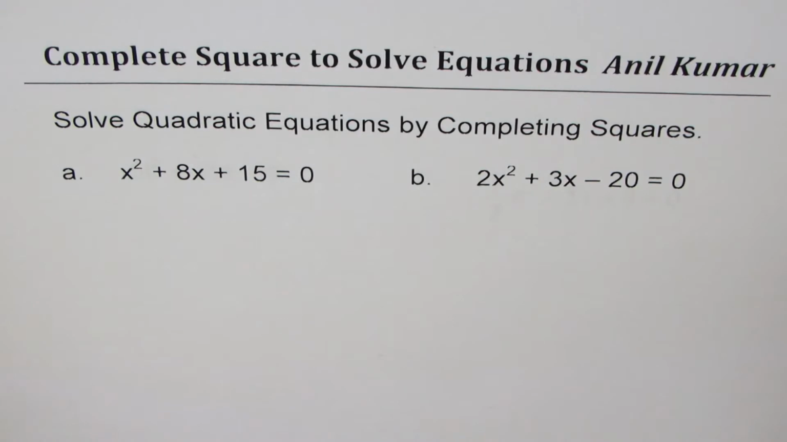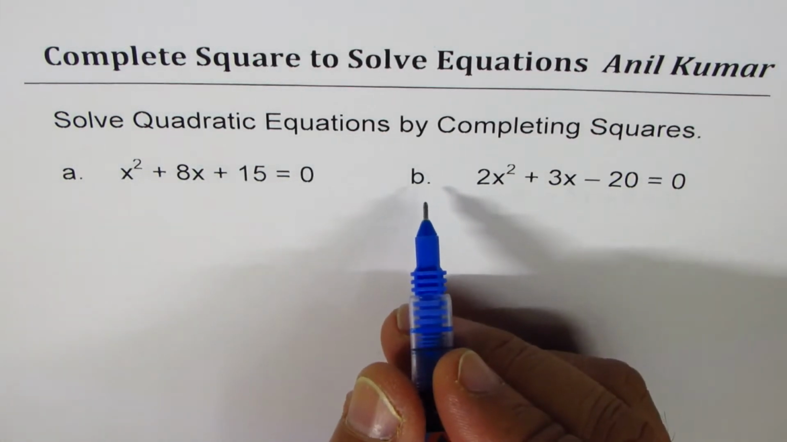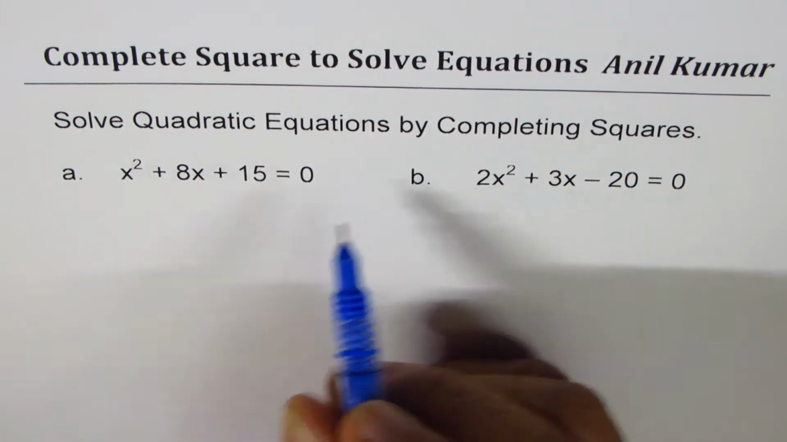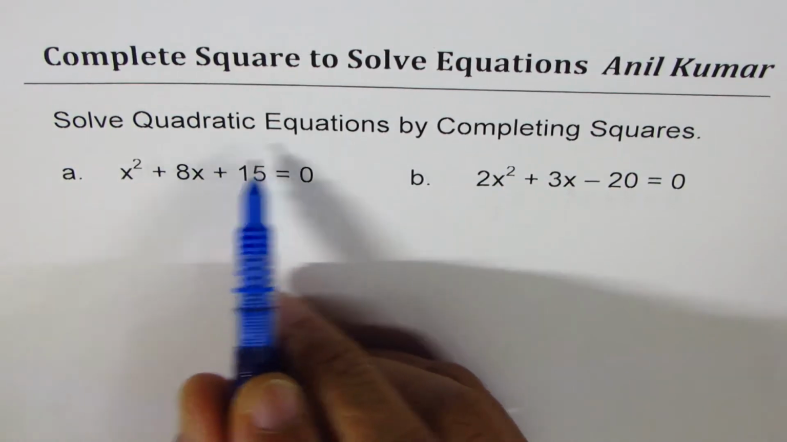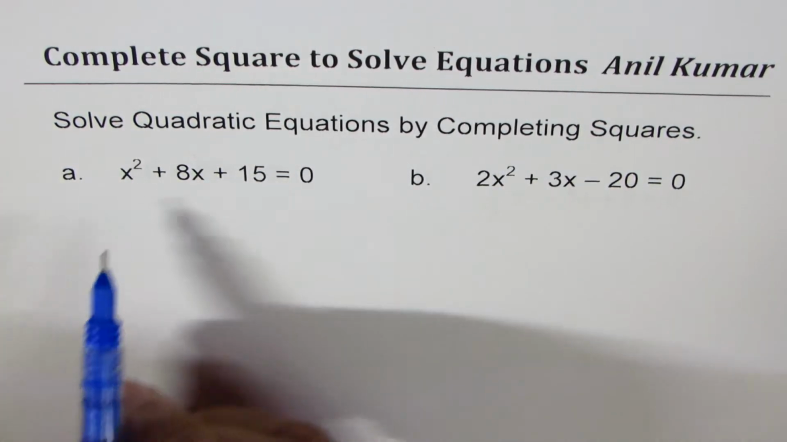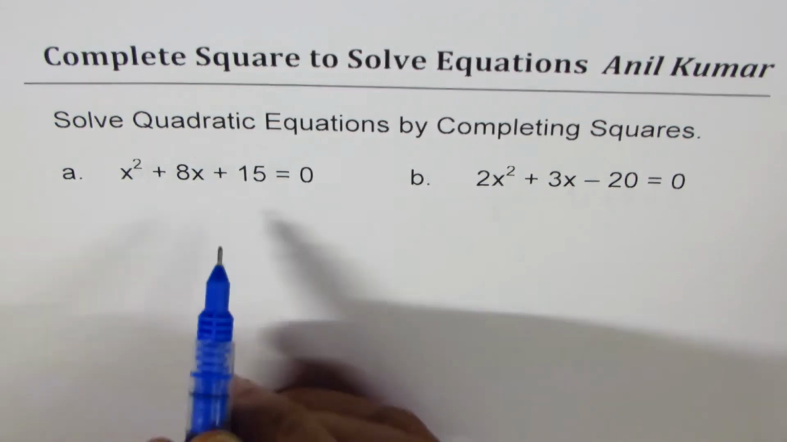Okay, so here are parts B and C. I just numbered them as A and B. So two more examples, and here we will actually see how to complete the square and solve quadratic equations. Okay, so it really begins from here.